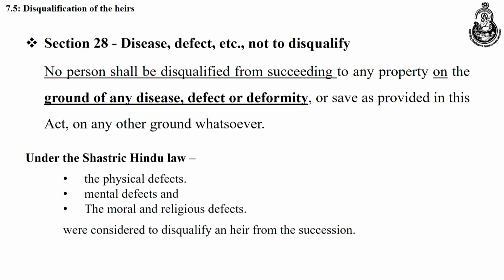Now section 28: disease, defect, etc. not a ground of disqualification. No person shall be disqualified from succeeding to any property on the ground of any disease, defect or deformity, or save as provided in this Act, or any other ground whatsoever. Friends, now the rule is very simple and clear. On the basis of disease, defect and deformity, a person cannot be restricted from inheriting the property. Under the Shastric Hindu law, physical defect, mental defect, moral and religious defects were recognized as disqualifying an heir from inheriting the property.